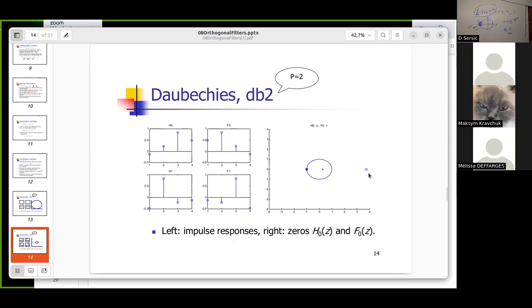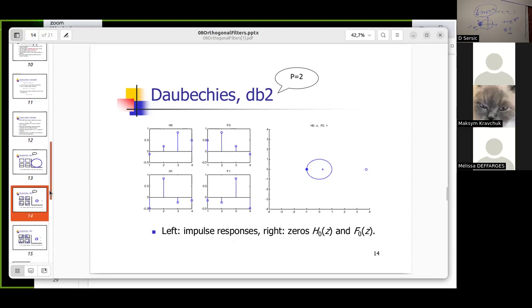Which one goes where? Ingrid Daubechies chose that the inside root, which in the terminology of signal processing makes a system called minimum phase, goes to the reconstruction side. So we have a cross, and we have a circle for the analysis side. The corresponding impulse responses are shown right here.